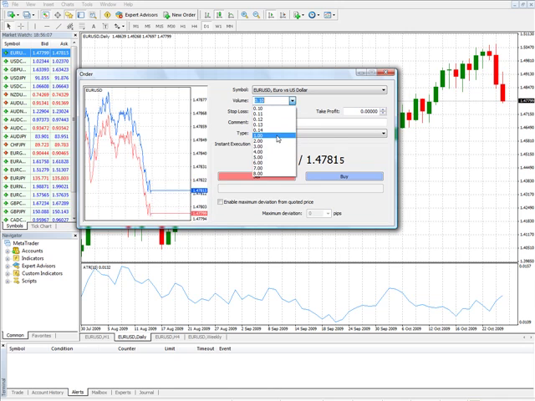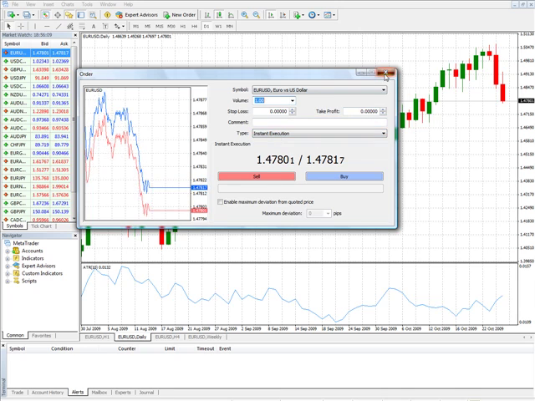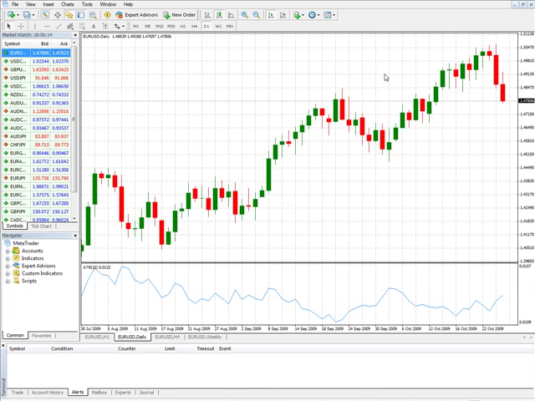I'm going to set this back to the standard. But that's basically some risk control guidelines in a nutshell.